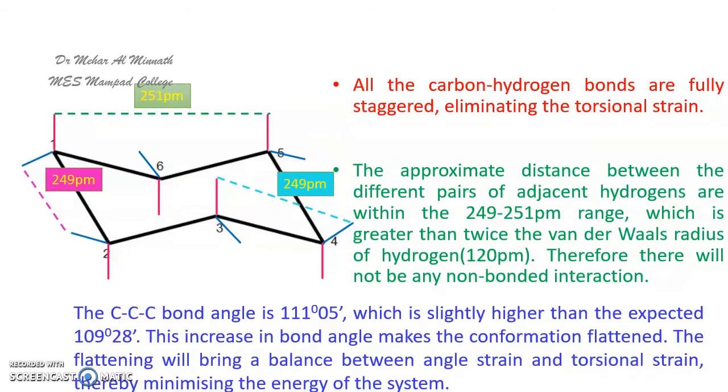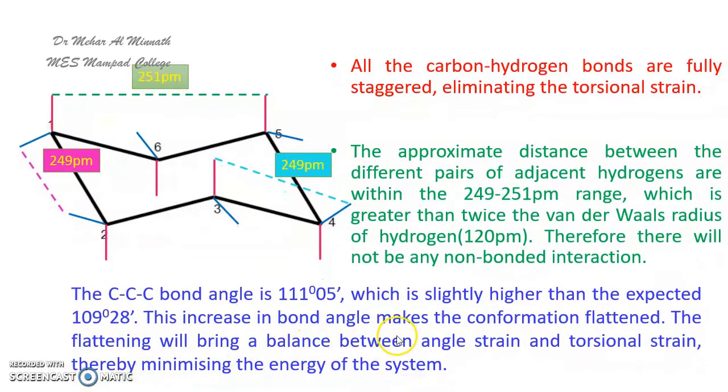Also, the bond angle in the chair form is almost near to 109 degree 28 minutes. The bond angle over here is 111 degree 5 minutes, which is almost near to the tetrahedral bond angle. And the slight increase in bond angle flattens the molecule and hence the conformation minimizes the energy of the system. These are a few reasons why the chair conformer is more stable. Apart from these reasons, we have other reasons also.